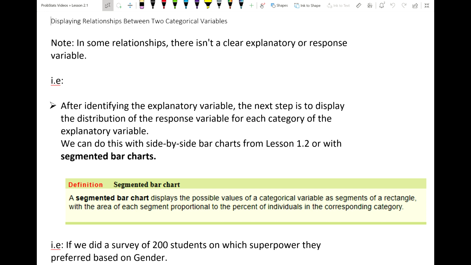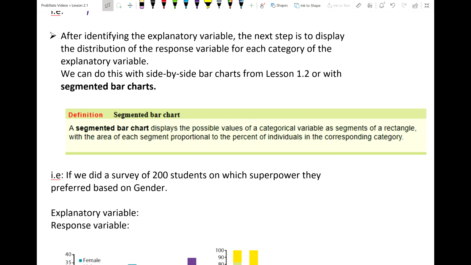Now in some relationships there isn't a clear explanatory or response variable. It isn't always going to be clear cut. For example, eye color and hair color. In this case, none of the variables could be used to predict or explain the other. So there isn't a clear-cut explanatory variable.